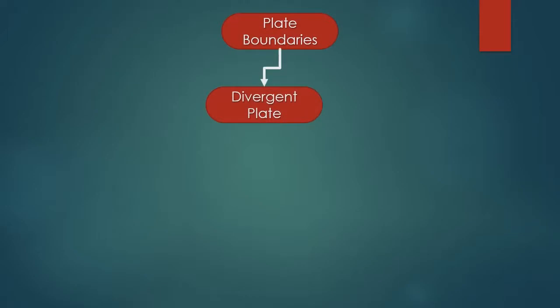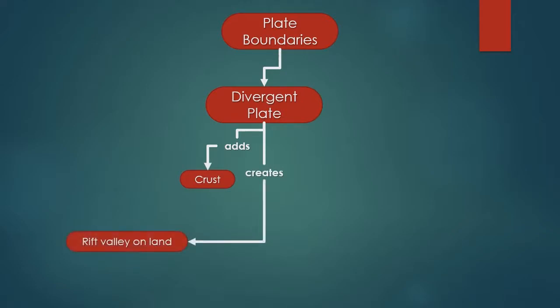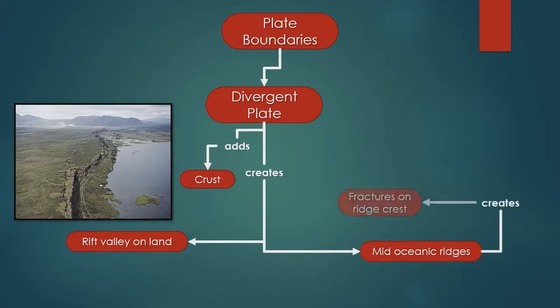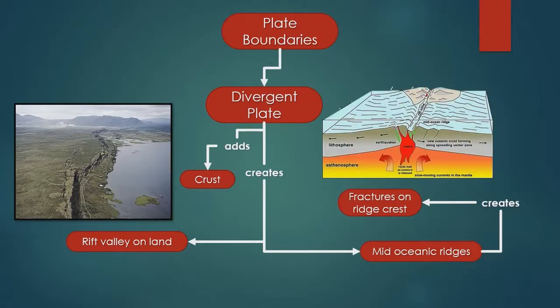Now moving on to the divergent plate, this will add crust, as discussed earlier, and in the creation of crust, this will create land formations such as the Rift Valley on land. This is how a Rift Valley is seen from the sky, and it has a version in the ocean. We call them the mid-oceanic ridges. Mid-oceanic ridges create fractures of the ridges, similar to the Rift Valley on land, however it is found on the ocean floor. This type of plate boundary creates the ocean floor, so it adds crust to the planet.